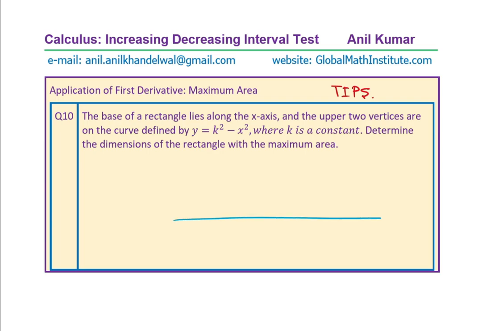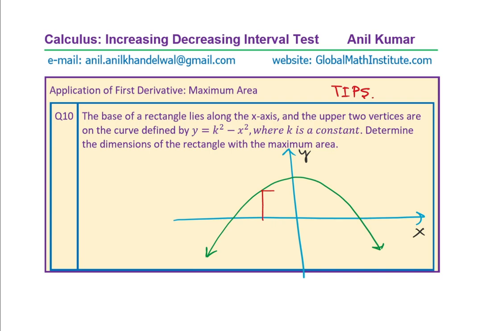So let's say this is your x-axis and that's your y-axis. Perfect. And this is a parabola, so it goes down like this, right? We have a rectangle which lies along the x-axis.